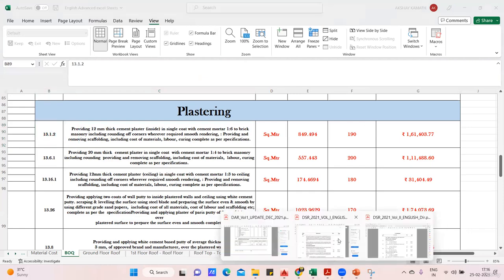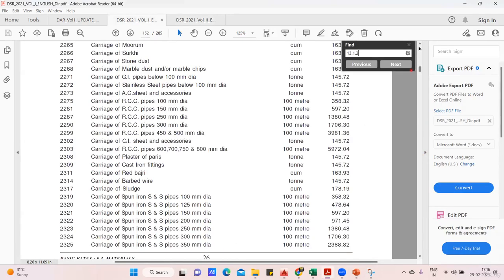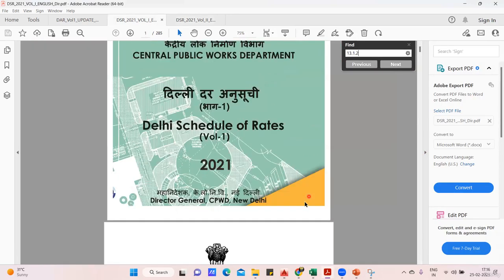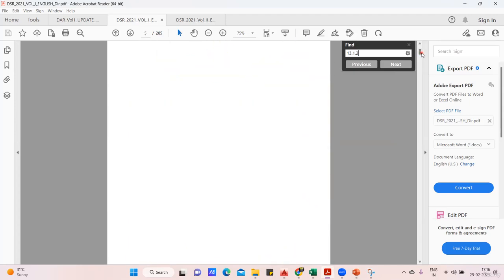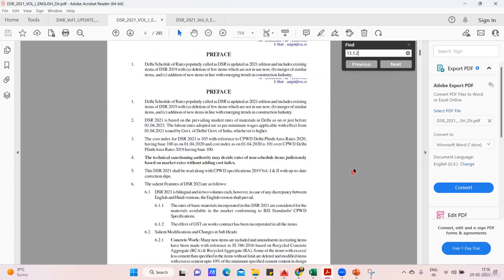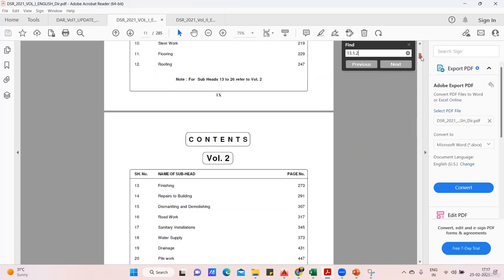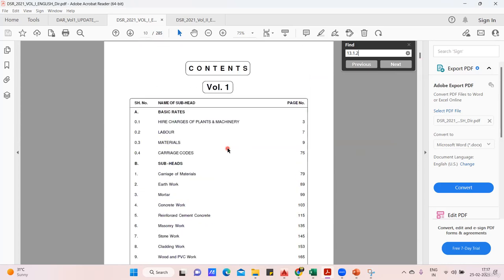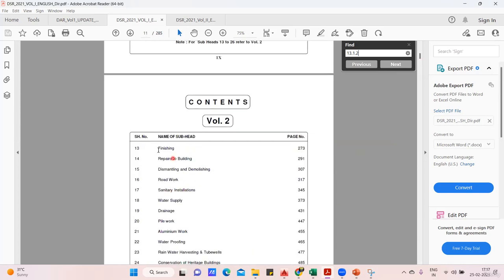Now what you need to do, you need to go to DSR volume 2. Right now, you are finding in volume 1. If you find in volume 1, you won't get it. In volume 1, it was only up to that brickwork. Beyond the brickwork, you don't get it. Volume 1 covers up to roofing, flooring, steelwork. Now we want the finishing items like plastering, painting and all that, and you are going to get those in volume 2. So this is my volume 2.